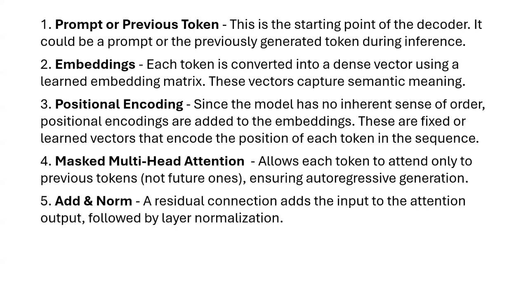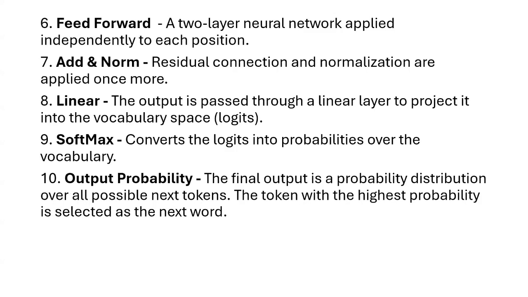Okay. Then a residual connection adds the input to the attention output, followed by layer normalization. What residual connection means is that whatever we have processed and the input we gave in the beginning are both added and passed to the normalization, and then it is passed to the next feed forward layer. What is the feed forward layer?